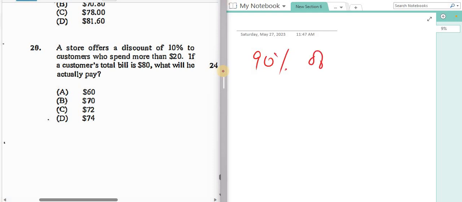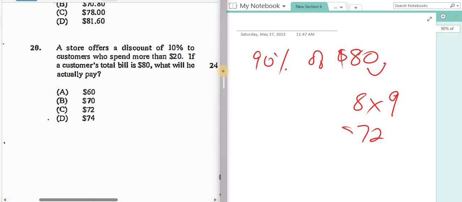90% of what? Of 80. So what can you do first? In order to find 90%, you can go first to 10%, and then multiply the 10% by 9. So what's 10% of this? 8. That's 10%, right? And to find 90%, you multiply the 10% by 9. And 8 nines, 72.